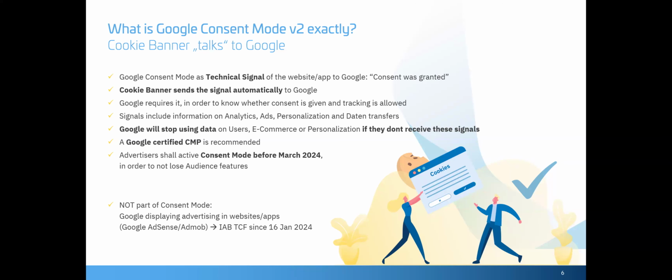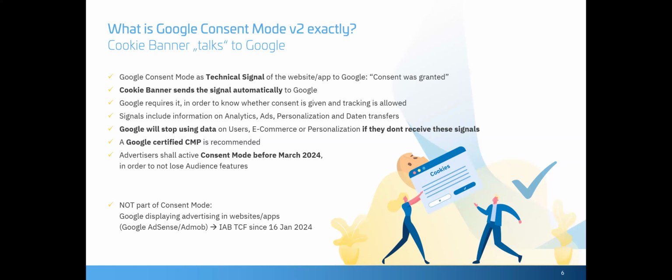That's the deadline for the DMA, basically when the DMA comes into force for these requirements for Google. That's the 6th of March or 7th of March. So Google recommends that you implement this before, so that you don't lose audience features. Basically, it's about not losing the history of your website.